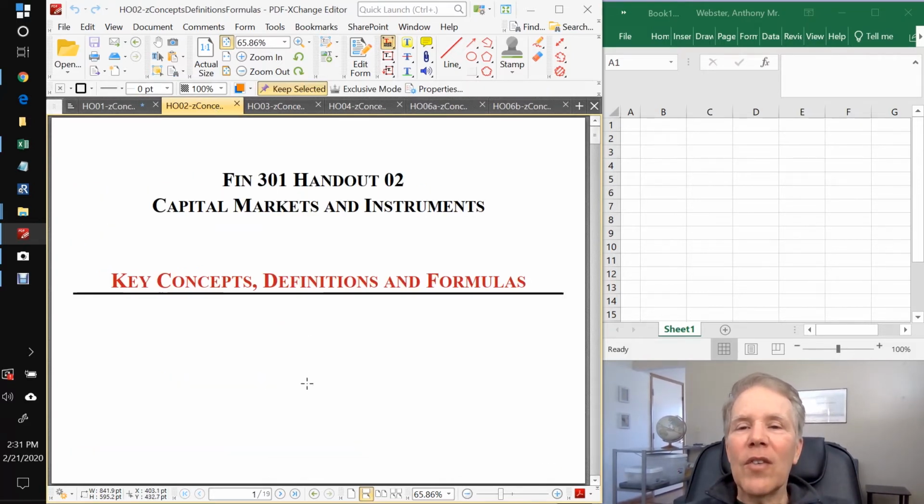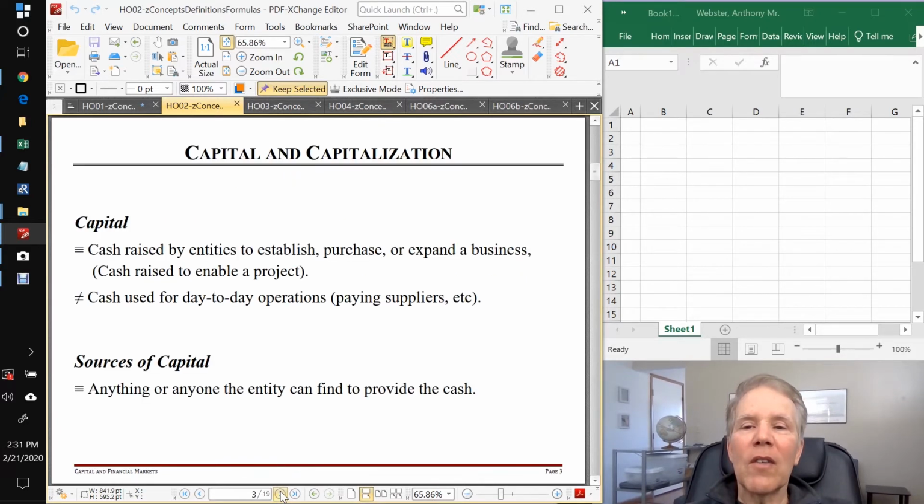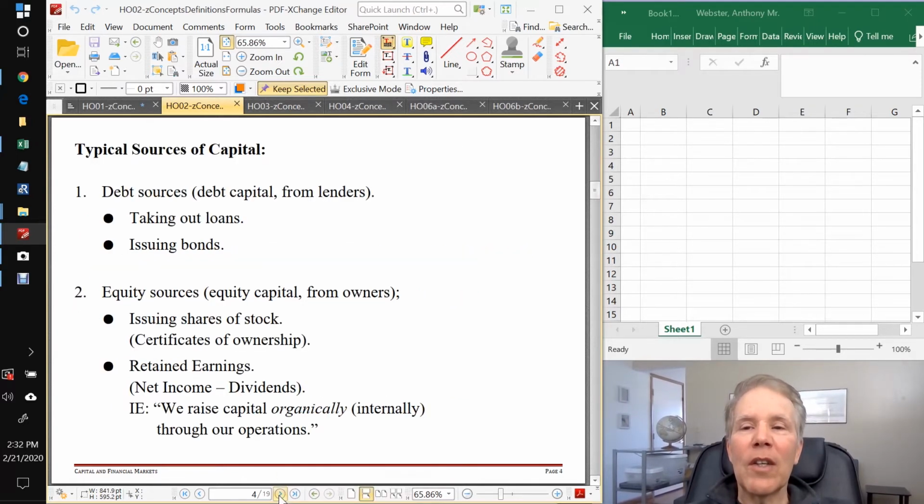Okay, all right, on to handout number two, capital markets and instruments. So we defined capital. So that's our cash raised by entities for big projects, right? Not for day-to-day operations. And source of capital is just anywhere or anyone you can go to get cash for your big projects. And so there are two types of capital sources, okay?